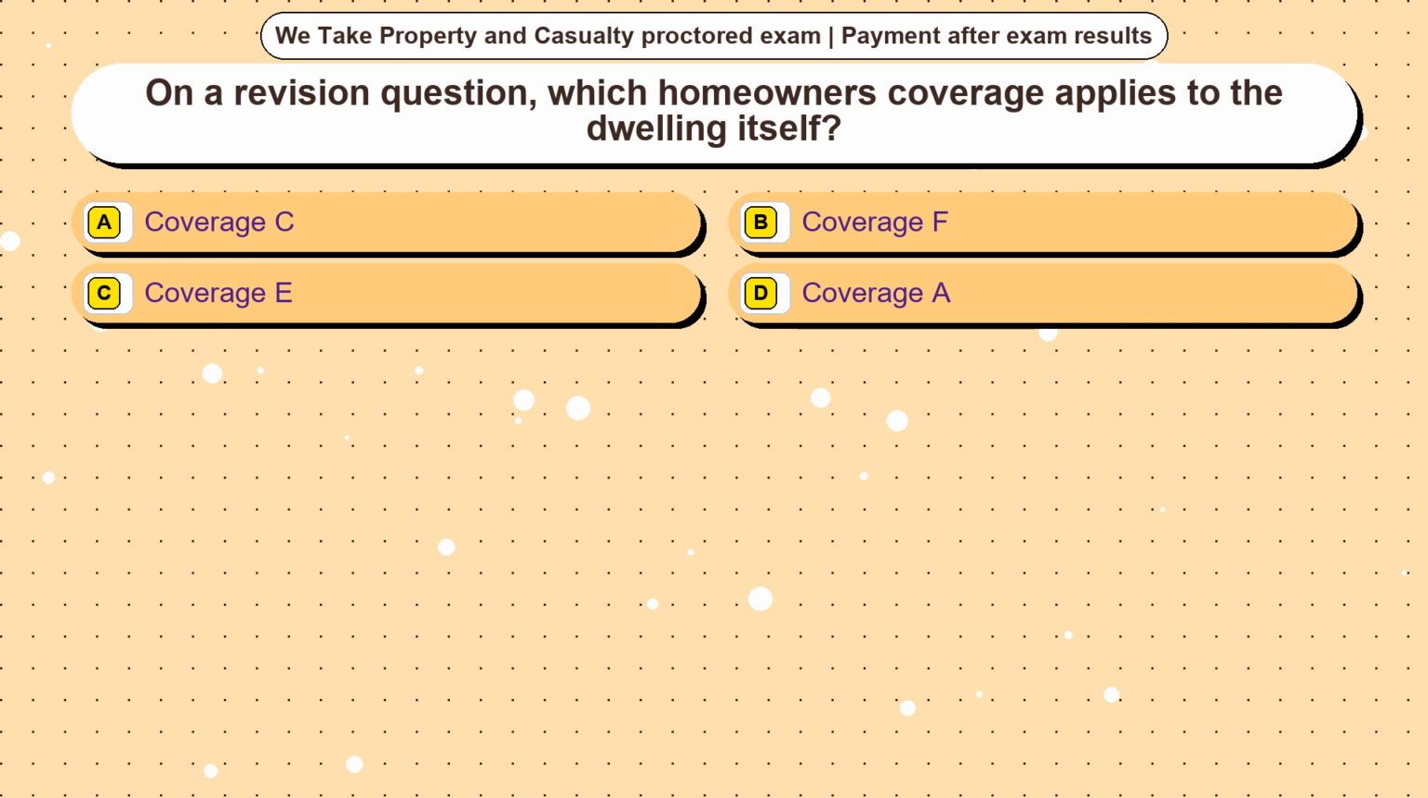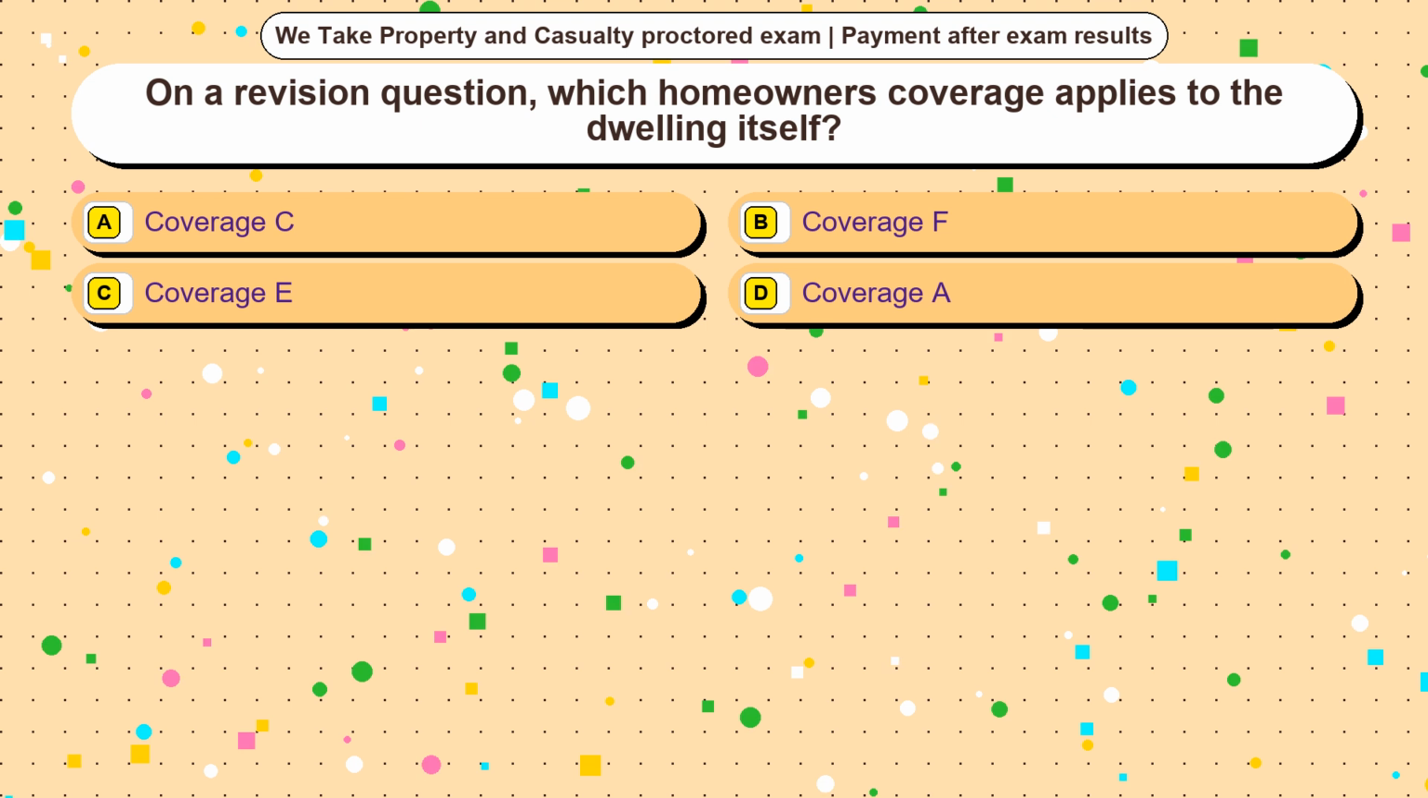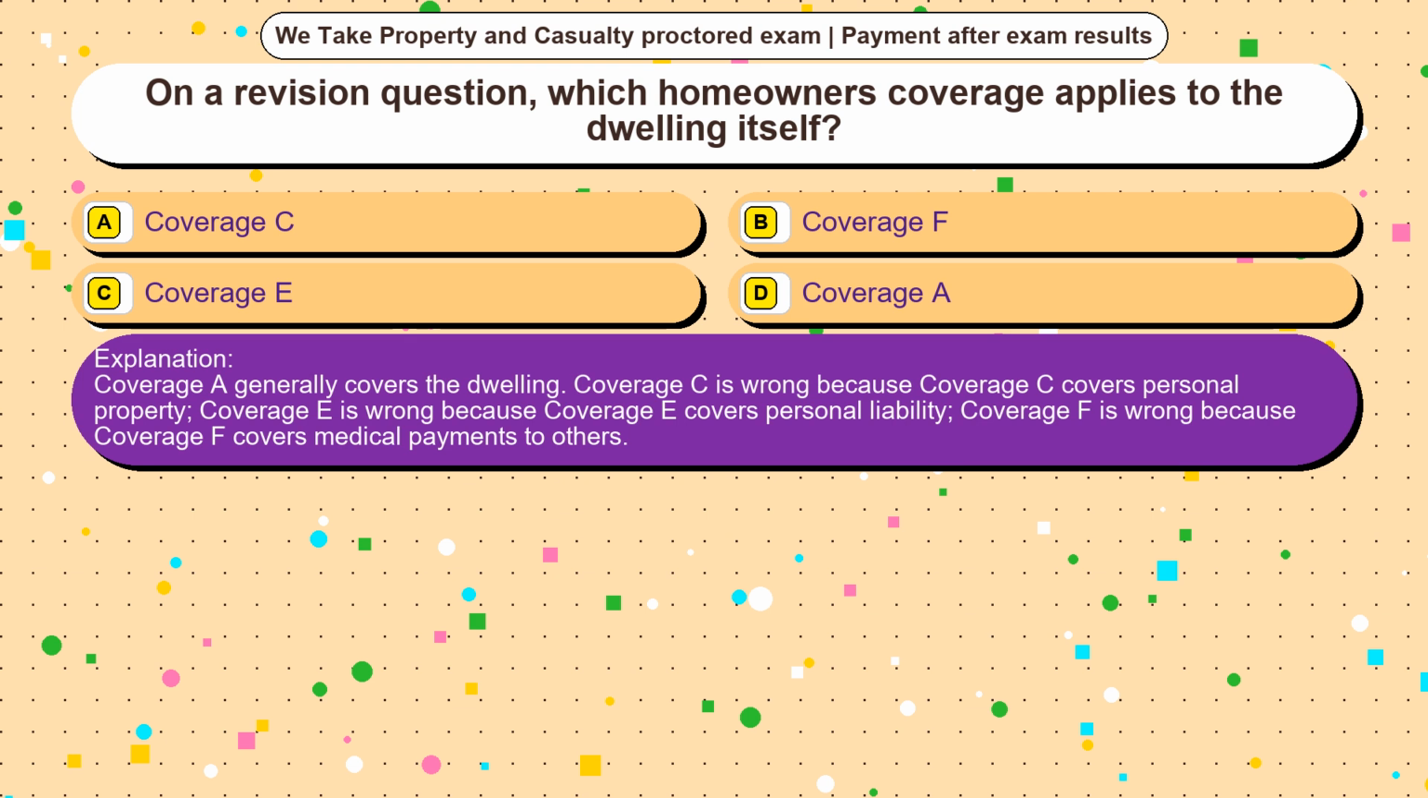Question 14. On a revision question, which homeowner's coverage applies to the dwelling itself? Option A, coverage C. Option B, coverage F. Option C, coverage E. Option D, coverage A. The correct answer is option D. Coverage A generally covers the dwelling. Coverage C is wrong because coverage C covers personal property. Coverage E is wrong because coverage E covers personal liability. Coverage F is wrong because coverage F covers medical payments to others.